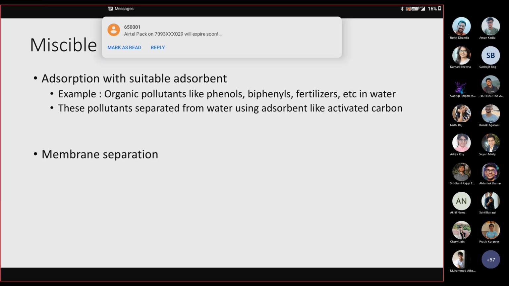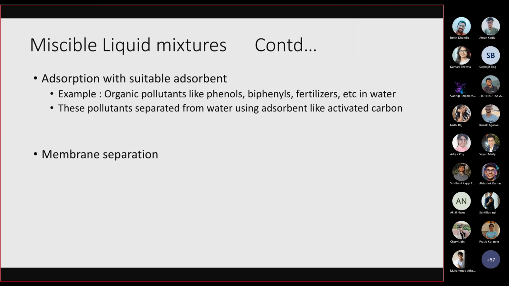Another method we can use for miscible liquid mixtures is membrane separation. To be able to do membrane separation, the molecule size difference should be significant. Suppose you have water and a pollutant, the molecule size of phenols and the molecule size of water should be significantly different. Then only can we use membrane separation. If the molecule sizes are the same or close to each other, membrane separation is not a preferred method.